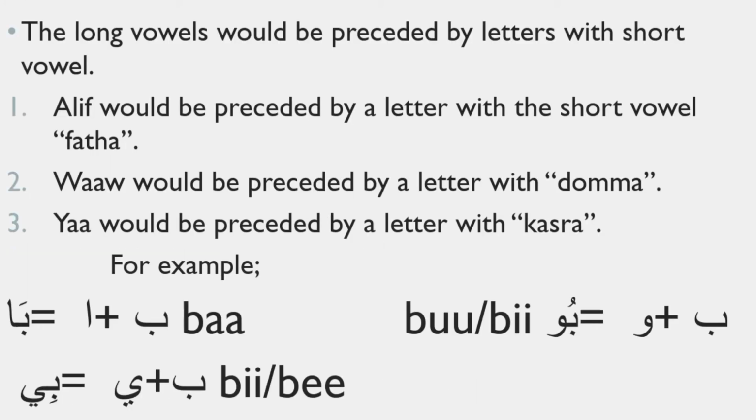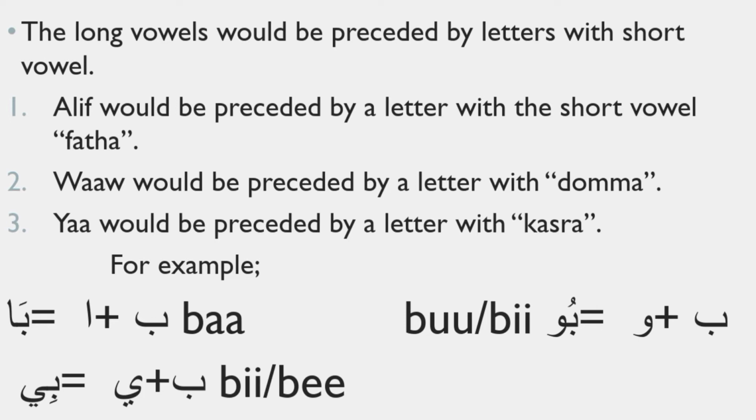Long vowels will be preceded by letters with short vowel. That means that you can't have a long vowel at the beginning of a word because a letter has to precede it. And which letter in this case? A letter that takes short vowel, either fatha, kasra, or dhamma. So you can't see a letter that has sukun before mad. Before long vowel, it's impossible. So you would have to see a short vowel before mad, either alif long vowel, waw, or ya.